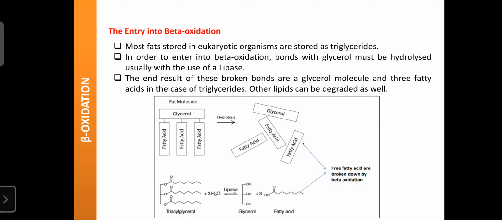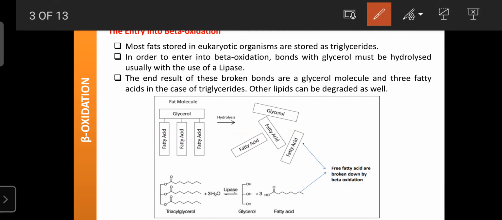So dear students, in our body the fat is mainly stored as triglyceride. In most eukaryotic cells, the fat is stored in the form of triglycerol. Triglycerol is a molecule that consists of fatty acids and glycerol. Glycerol has bonds along with the fatty acids and is stored as triglyceride in many tissues.